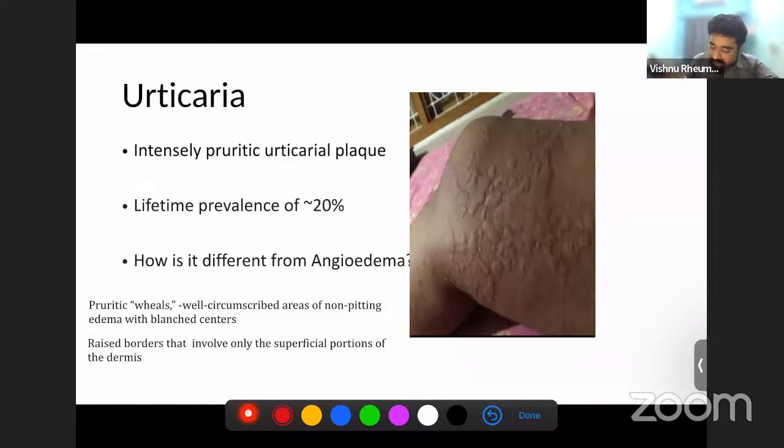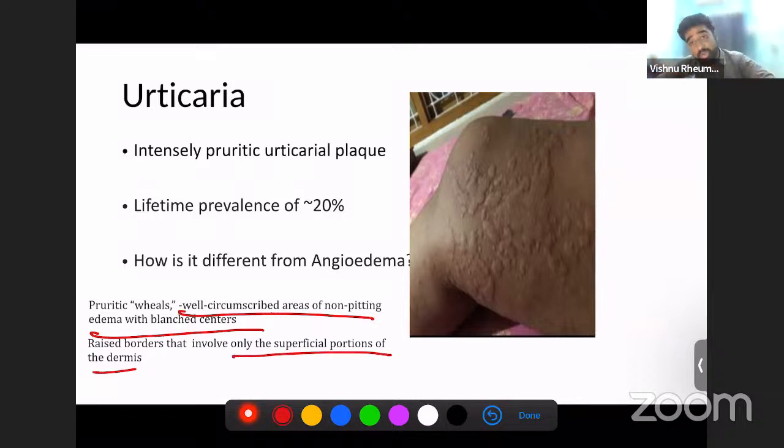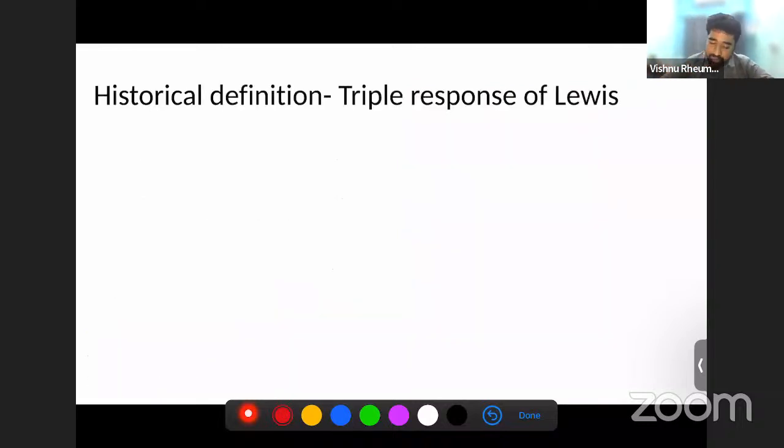So this is what happens. Well circumscribed areas of non-pitting edema with blanched centers, and also the raised borders that are there, involve only the superficial portion of the dermis. If the deeper part of the dermis is involved, then we call it angioedema. And also, whenever there are these blanched centers, there are erythematous borders of these particular lesions.